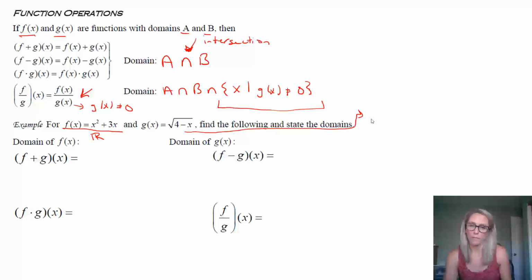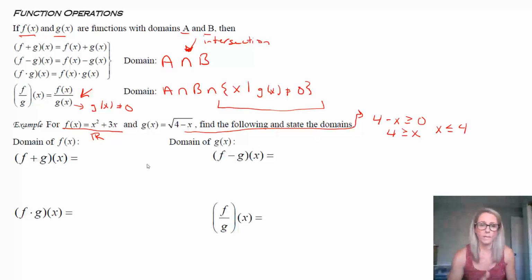For the square root function that we have there, square root of 4 minus x, if you think about the fact that radicals cannot be negative if you want a real number, 4 minus x needs to be greater than or equal to 0. So that just means that x has to be less than or equal to 4. So we have to think about that.